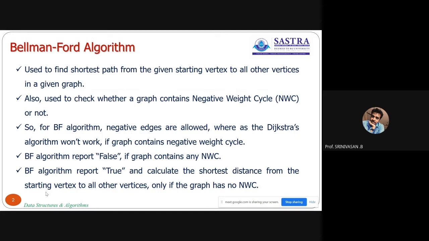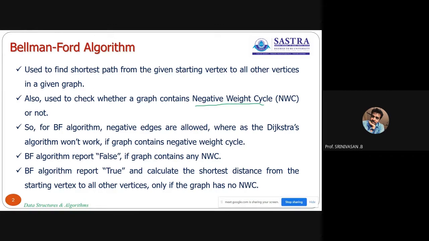It is used to find the shortest path from the given starting node to all others. It is also used to check whether the graph contains a negative weight cycle. That is the main important point, another advantage of Bellman-Ford: negative weight cycle detection, which we also discussed.